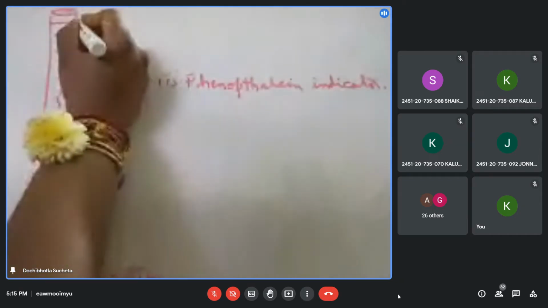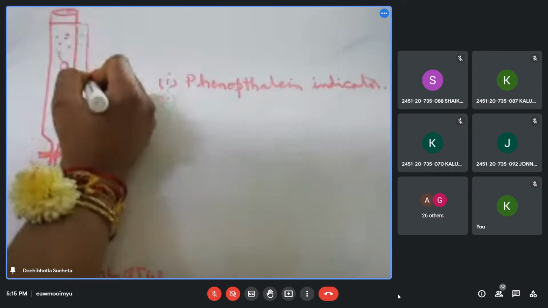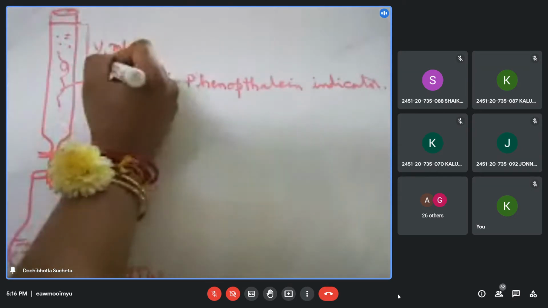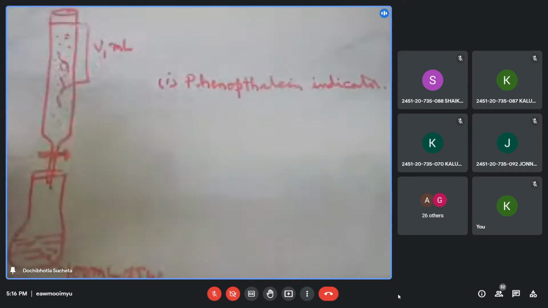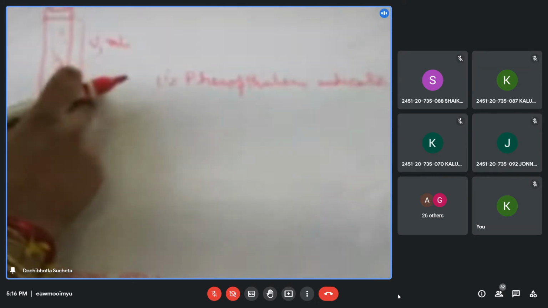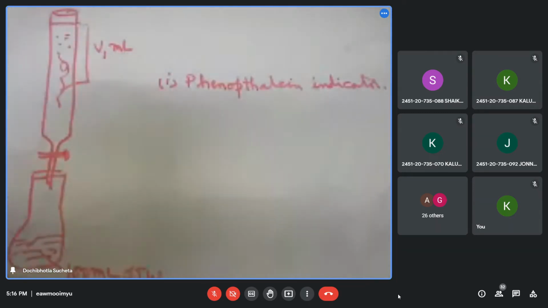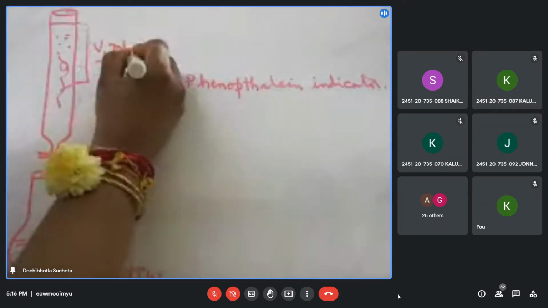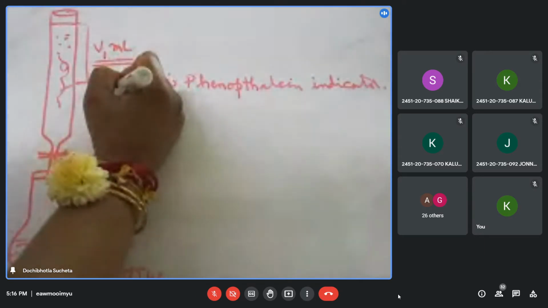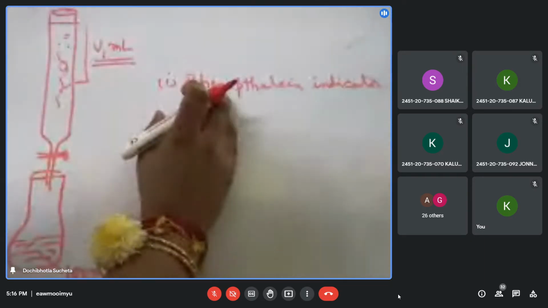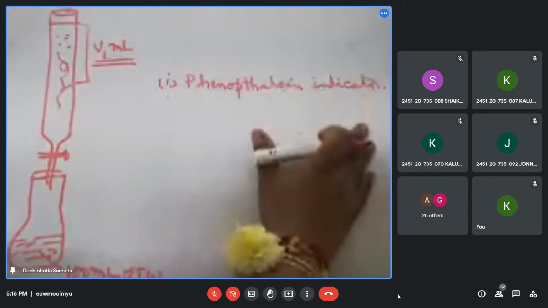Now, say some V1 ml of HCl got consumed when the color of the phenolphthalein changed from pink to colorless. So the V1 ml of acid which got consumed is taken, and I'll call it the phenolphthalein endpoint.